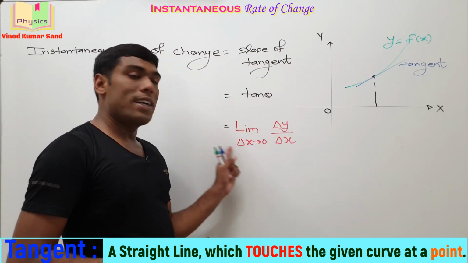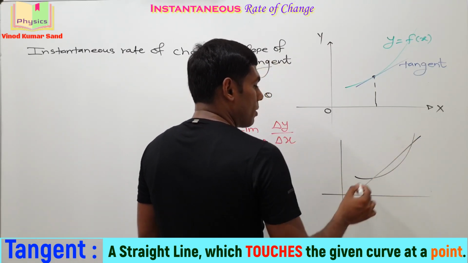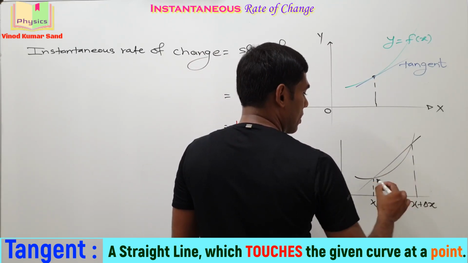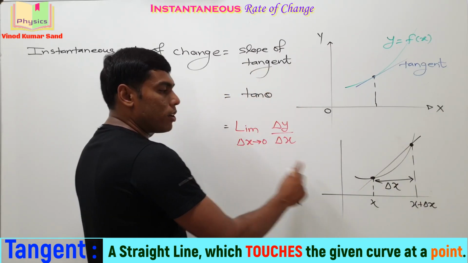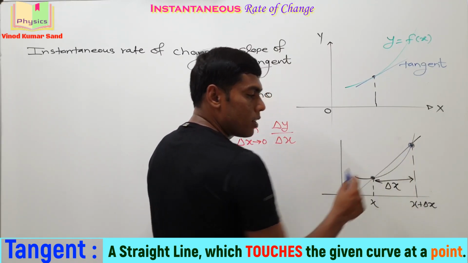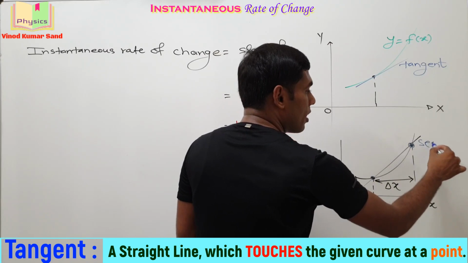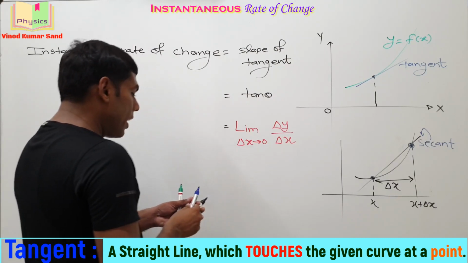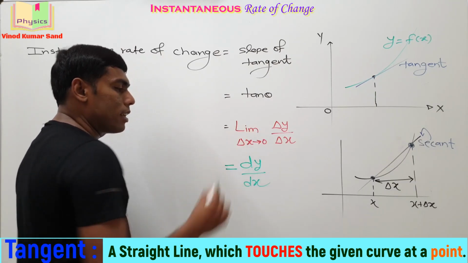What is the meaning of limit delta x tending to 0? I am explaining this. In the previous graph, if you remember, here we had the x, here we had the x plus del x, and this distance was del x. Here we had the 2 points. If delta x is tending to 0, these 2 points will coincide. Do you agree? If these 2 points will coincide, then this secant will become the tangent. Getting my point? And this in turn in physics is written as dy by dx.